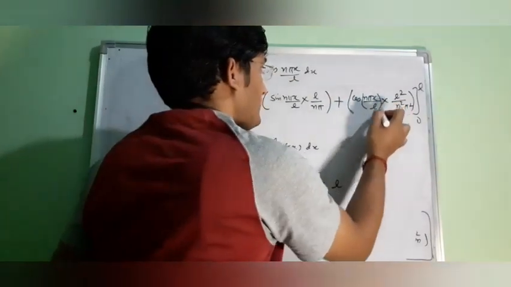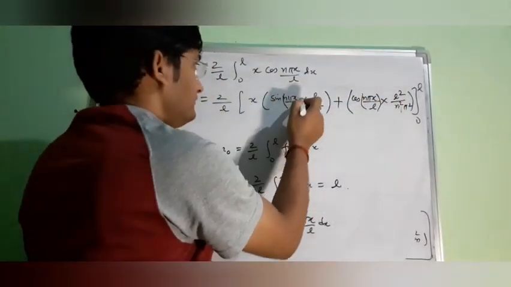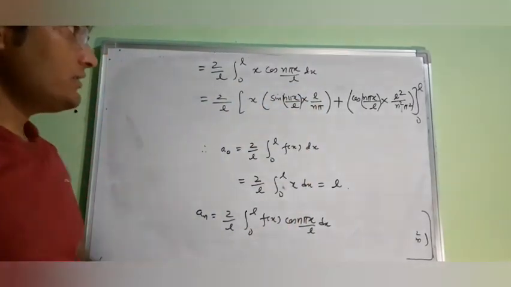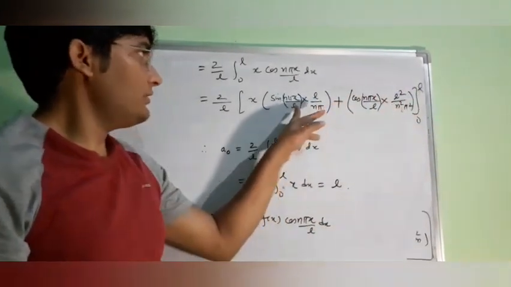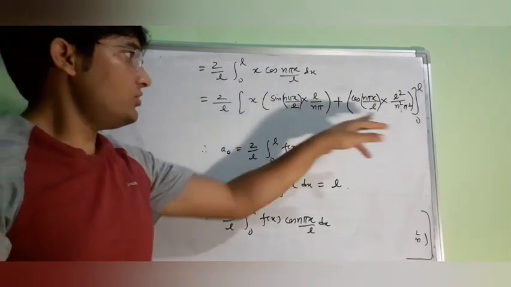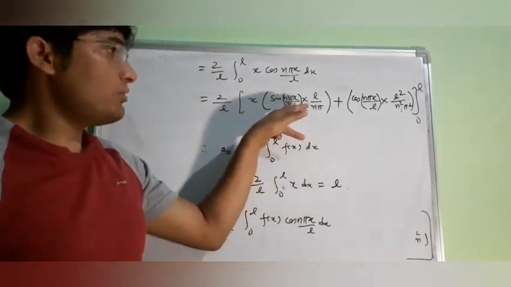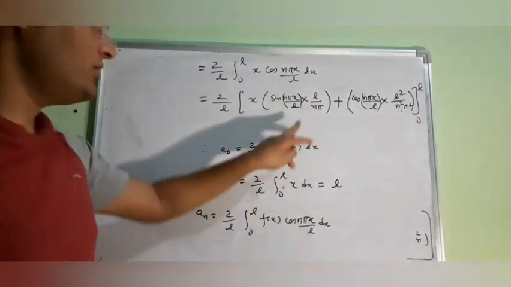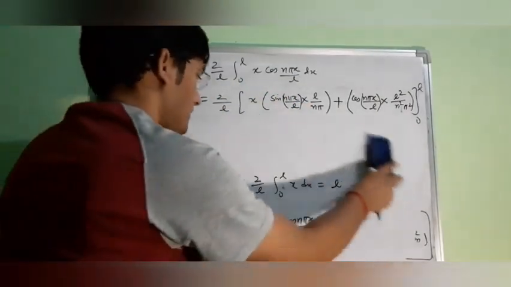This is inside the bracket. Now here you can see that if x equal to L, then this term will be sin n pi, and sin n pi is 0. So this is 0. Again, if x is 0, then we will have sin 0. So this term will be 0 for both upper and lower limit.